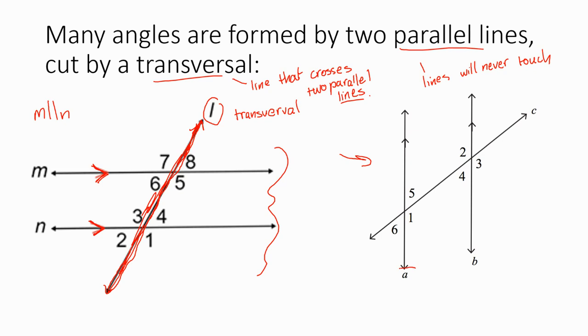So you should have said that line A and B are parallel. And you can tell because they have this little arrow here. Next, you should have said that line C was the transversal. Awesome. We need to know these words because next we're going to talk about the angles formed by these lines.